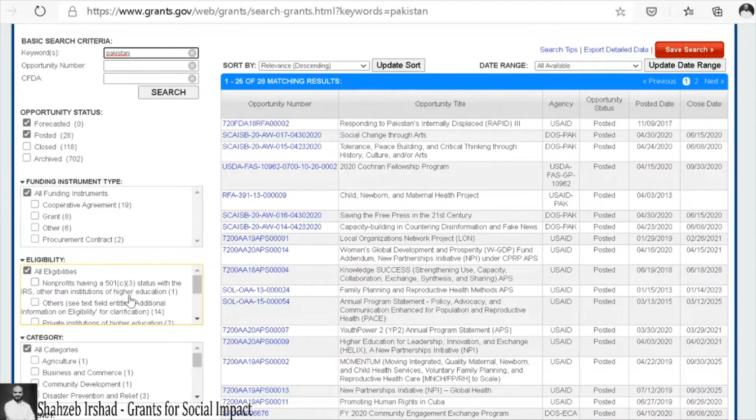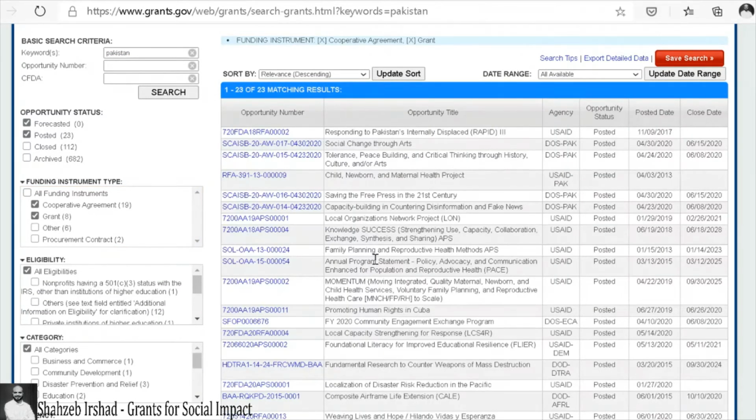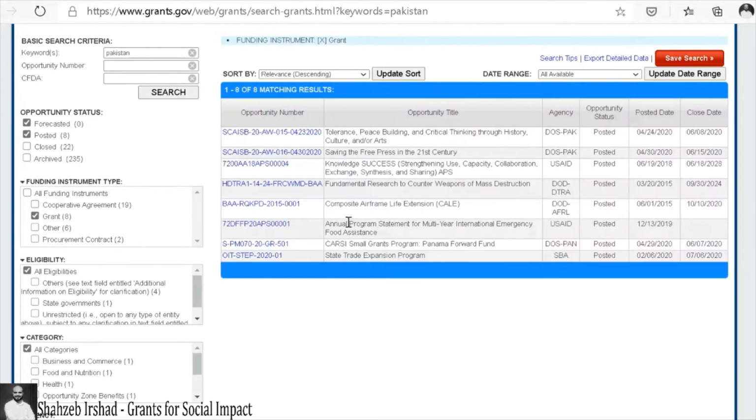Obviously, it is showing us the posted ones, it's not showing us any closed ones, and it's showing us all funding instruments. What I am specifically interested in right now is grants and cooperative agreements. Cooperative agreements basically are where the US government puts in money and expects other fundraising organizations to also match those funds somehow. But right now, let's make it simpler. Let's not do cooperative agreements, and we will get 8 grant opportunities.